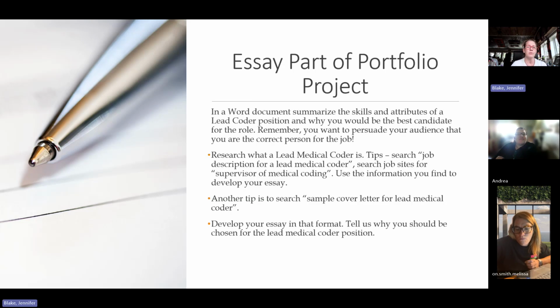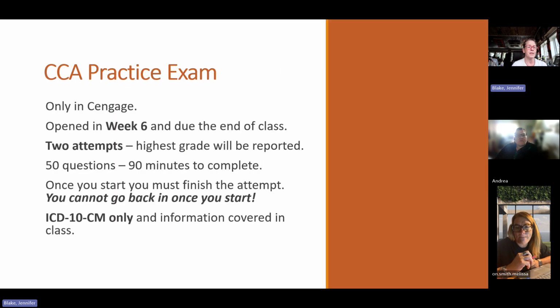So just to give you some more tips for the essay part for week 7 that you're going to do, you want to persuade people that you're the best person. So I already went over, you're going to search lead medical coder, go for supervisor medical coding, things like that. Okay, so I just put everything in a slide for you.